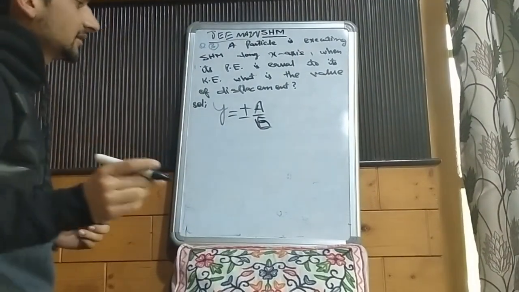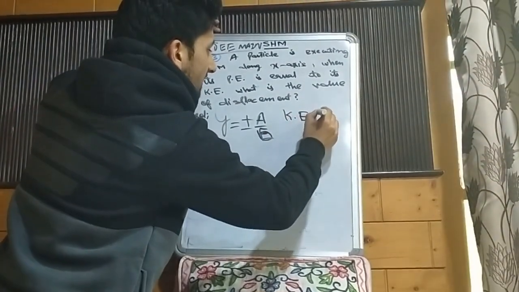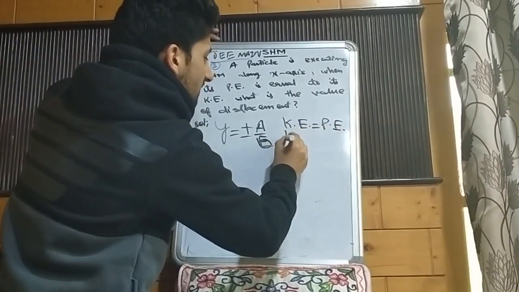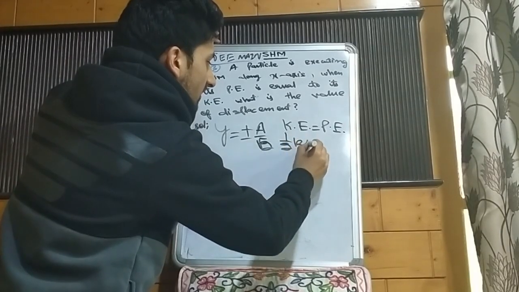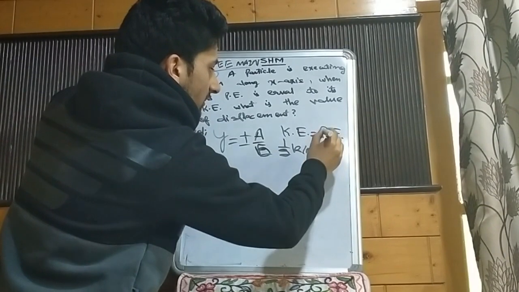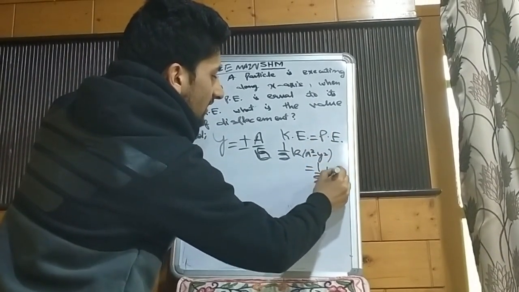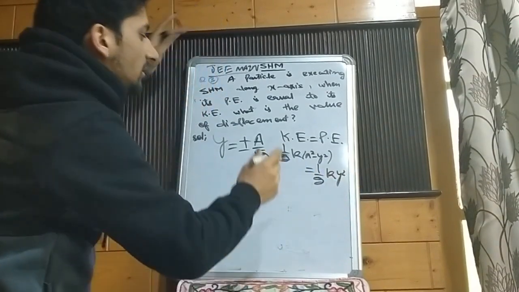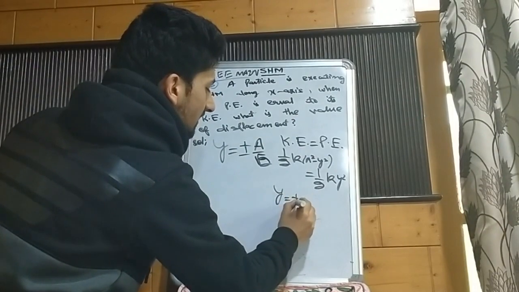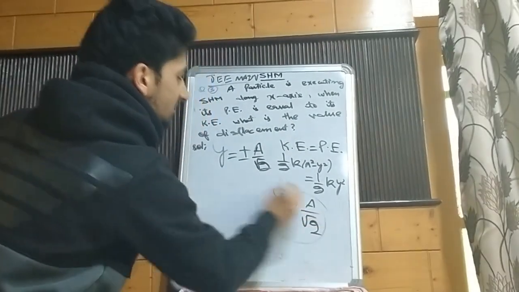We can again calculate this value by simply equating the kinetic energy and potential energy. Kinetic energy is equal to 1 by 2 k (a square minus y square). Equating this with potential energy, which is 1/2 k y square, and simplifying, y will be equal to plus minus a divided by root 2. So this is the answer of this question.